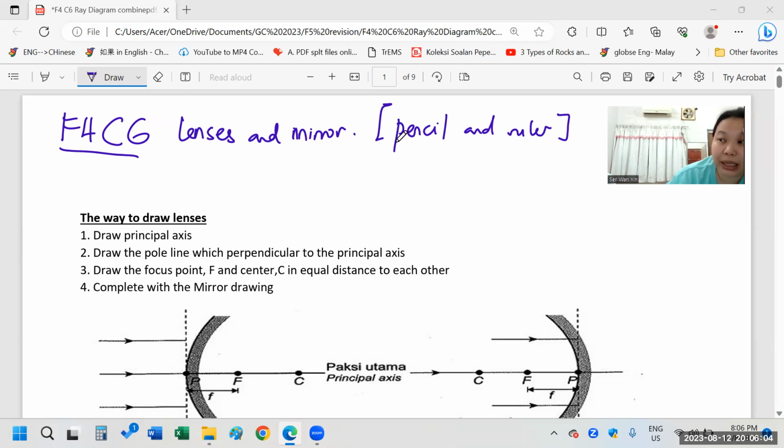Because I feel it's a long chapter, so today's content is quite compact. Right? So you need pencil and ruler. And here, I typed something wrong. The way to draw mirror is correct.